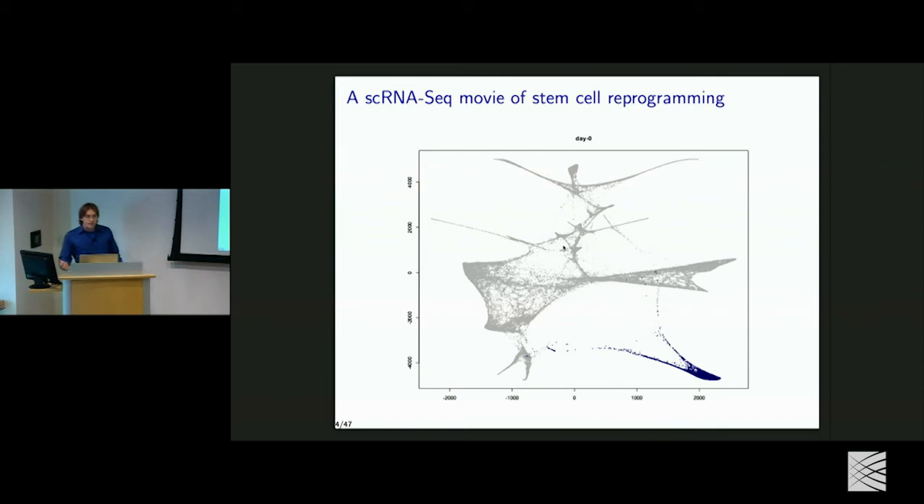Now, with the advent of single-cell RNA sequencing, we're able to actually measure this landscape. We're able to sample points. Here I'm showing you a movie of stem cell reprogramming. This is a two-dimensional visualization of a massive data set that we had with 65,000 cells. Each point is a single cell measurement, the measurement of the expression profile of a single cell. And the blue points are all cells from a single time point. So here, this is the first time point.